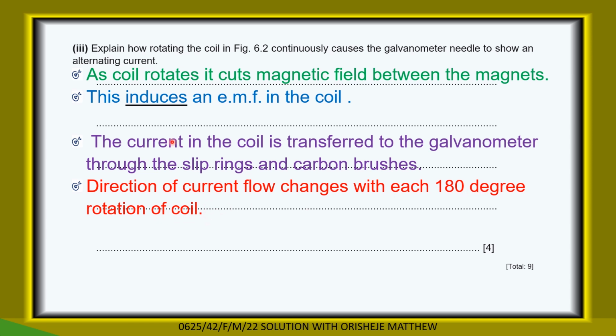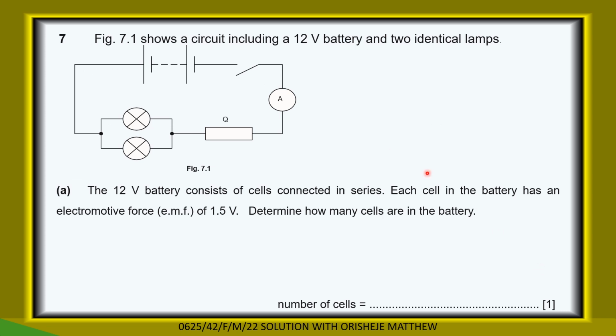So actually this is just the principle that governs the operation of a generator. So with this we have come to the end of this question. The next one, question 7, is on electricity. It shows a circuit including a 12-volt battery and 2 identical lamps.